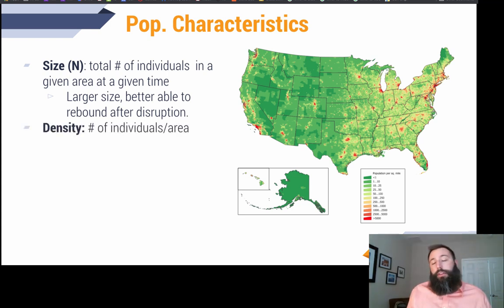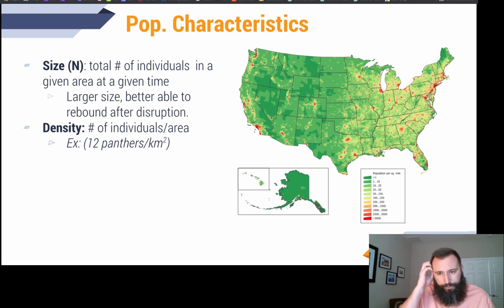Another population characteristic that we need to know about here is population density. This is the number of individuals per some unit of area. For example, we've got 12 panthers per square meter. Here in the United States, we have a population density of 36 individuals per square kilometer, or about 94 people per square mile. And you can actually see here the population distribution and the density throughout our country, right? The redder areas here suggest a more dense population, and the lighter greener areas here represent less dense population.